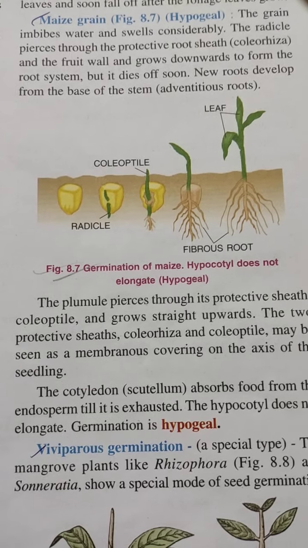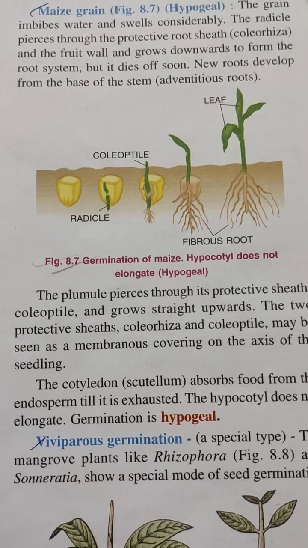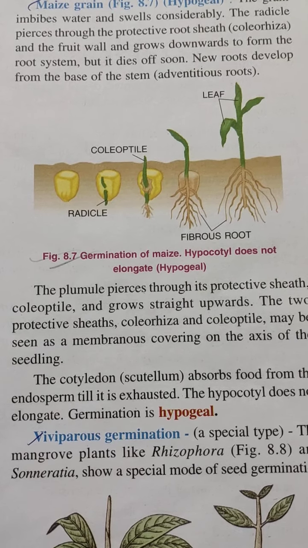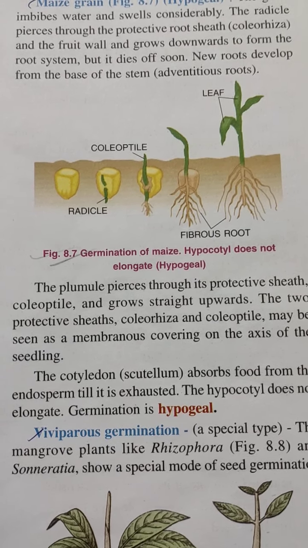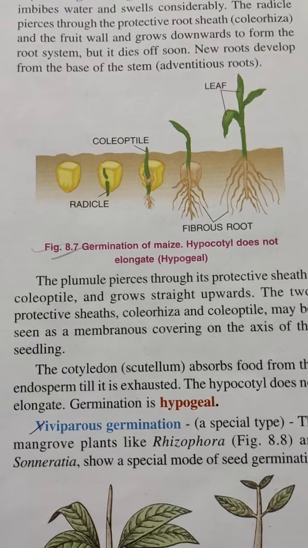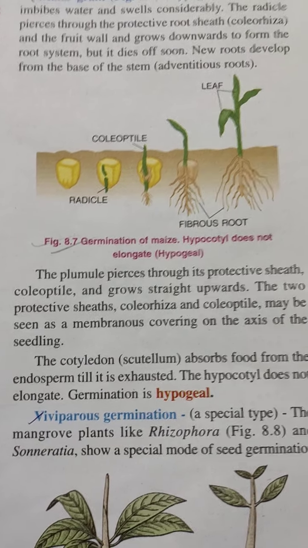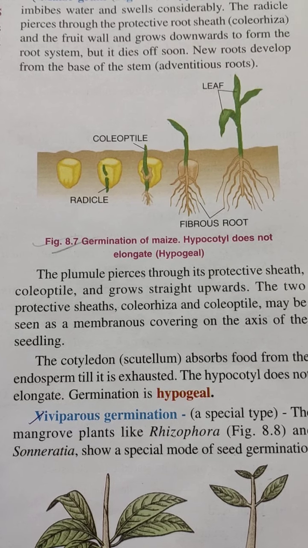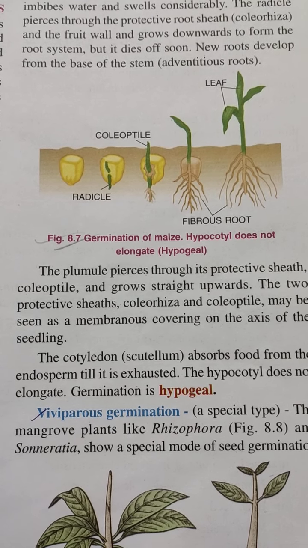Okay. The plumule pierces through its protective sheath, the coleoptile, and grows straight upwards. The two protective sheaths, coleorhiza and coleoptile, may be seen as a membranous covering on the axis of the seedling. We have already read the structure of the maize grain, and we know we call the cotyledon here the scutellum, which absorbs food from the endosperm till it is exhausted.